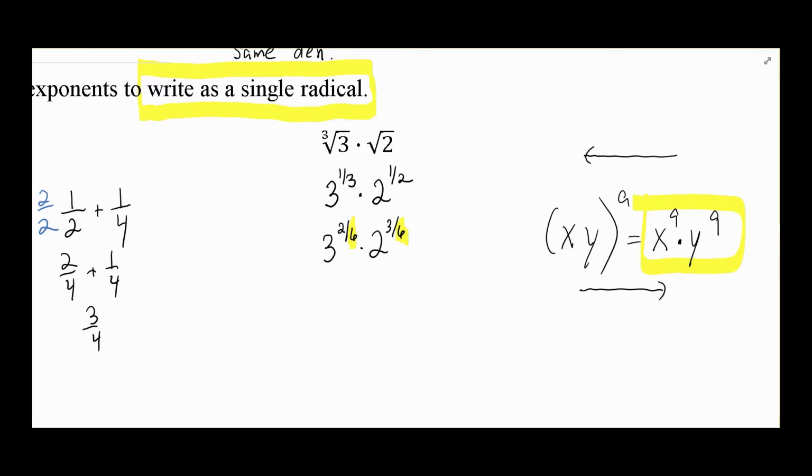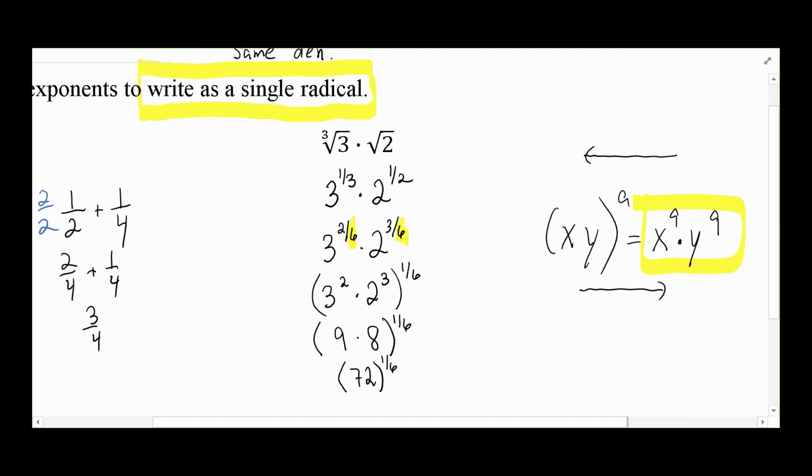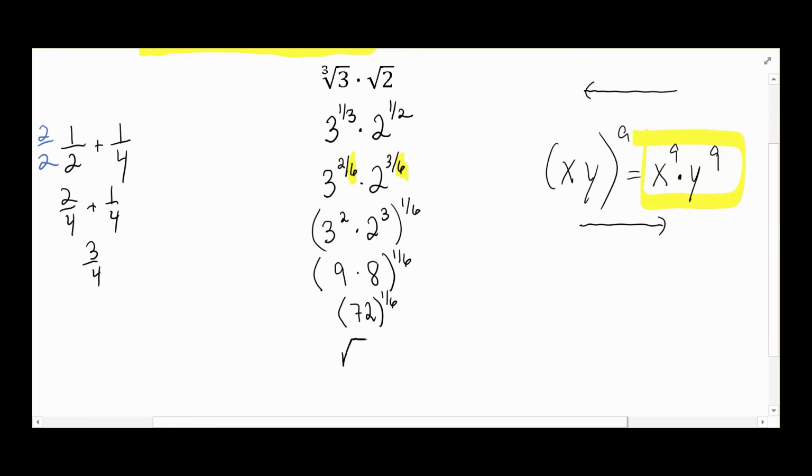And that's what we're going to do here, is we're going to say 3 squared times 2 cubed. I can pull the 1/6 power out. 3 squared is 9. 2 cubed is 8. And 9 times 8 is 72. So I'm looking at the 6th root of 72. Now I have a single radical. That was my goal.